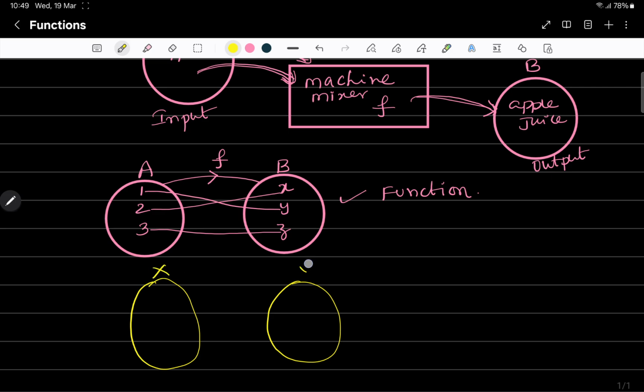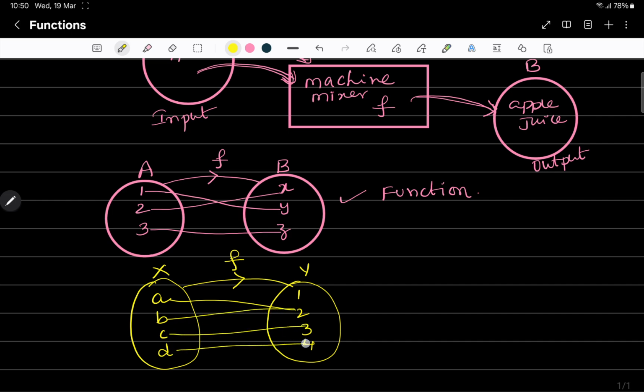Now I am taking two groups X and Y, and the relation between these two groups I am defining by f. Here I am taking a, b, c, d. Here 1, 2, 3, 4. Okay, the first group is called input and second group is called output. Now a having relation with 2, b also having relation with 2, c with 3, d with 4. Now this picture also represents a function.